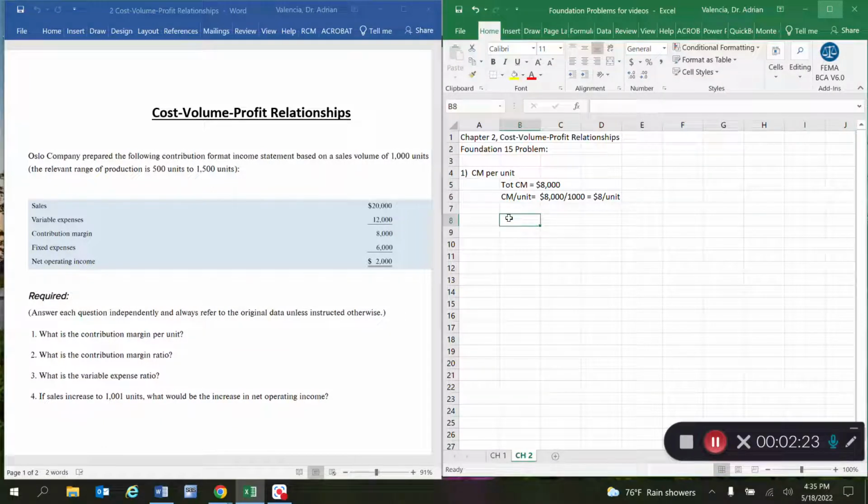Another way to do it is the contribution margin per unit is the sales price minus the variable cost. So in this case, the sales price per unit is $20. If we sell 1,000 units and it's $20,000, then that's $20 per unit. And same thing here for variable expenses. If it's $12,000 divided by 1,000, that's $12. And again, that gives us $8 per unit.